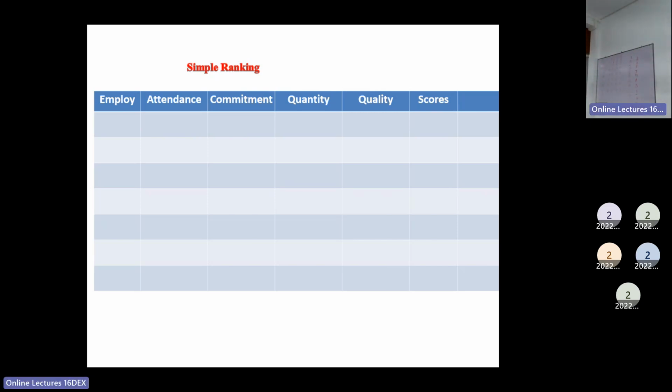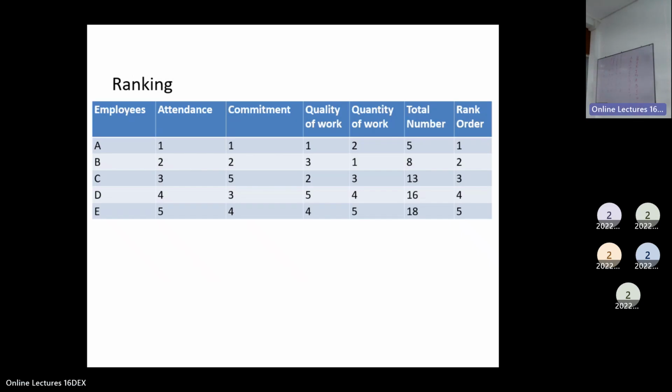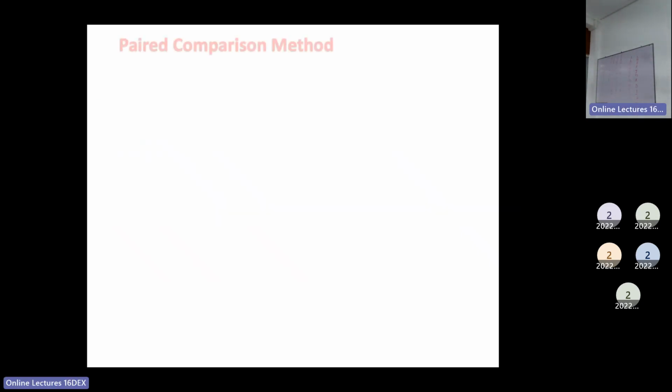Right. Again, another method you can use is the pair comparison method. Pair comparison method is better than all these methods. In pair comparison, what you do is you take an employee at a time and he is compared with all the others, and the best employee is given a point. So likewise, you do the comparison for each and every employee.